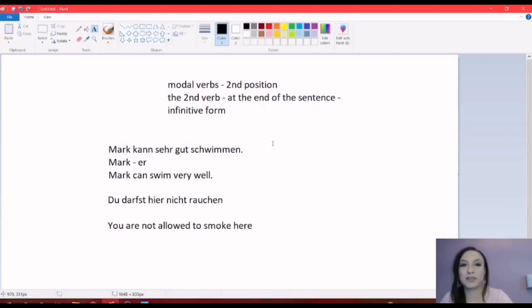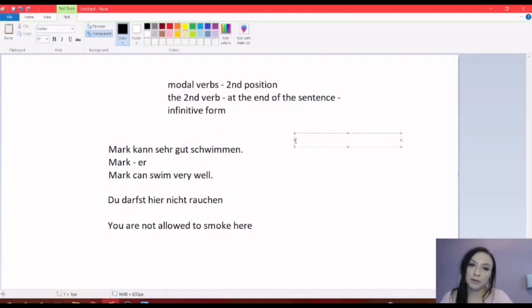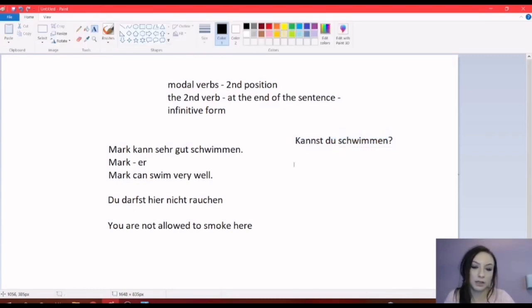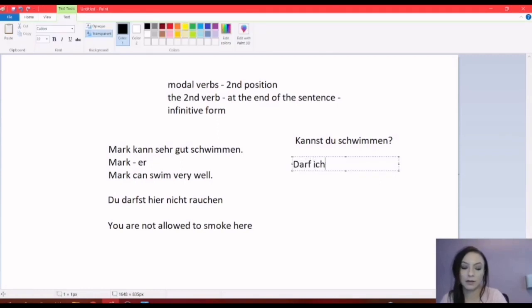When it comes to questions, you just need the inversion, which means that the modal verb occupies the first place. So, kannst du schwimmen? Basically, everything is the same. You don't change the other verb. It's at the end of the question. The only thing you do is use the inversion. Or darf ich hier rauchen?